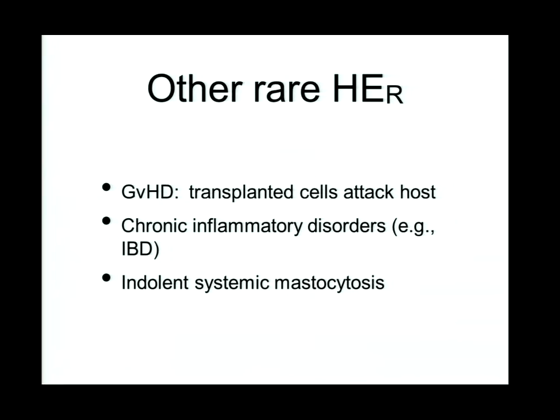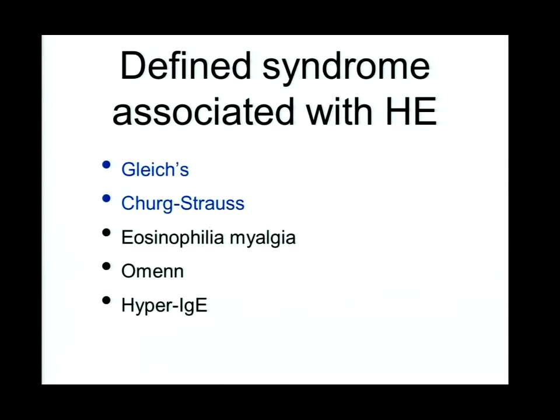Other rare forms of hypereosinophilia are reactive GVHD, chronic inflammatory bowel disease, and indolent systemic mastocytosis. And then there are the defined syndromes. There's a few, and I'm not going to go through most of them, but Gleich's is very rare, Churg-Strauss is very rare, but can still be seen.